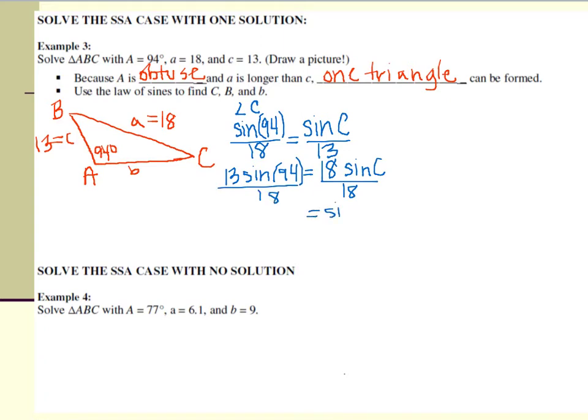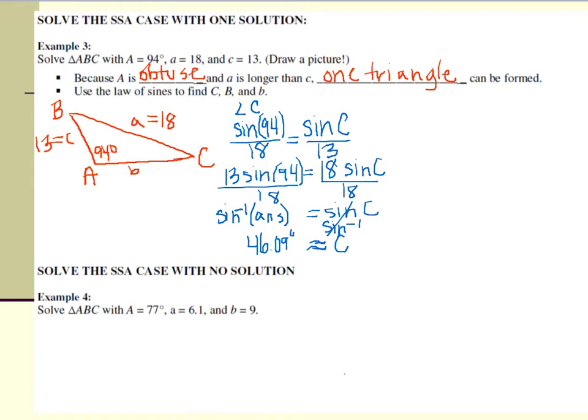So we've got the sine of C equals, and when you put this into your calculator and divide them, you're going to get a decimal. I want you to make sure you do the inverse sine, because in order to get rid of this sine and get our angle C alone, we have to do the inverse sine of your answer in your calculator.